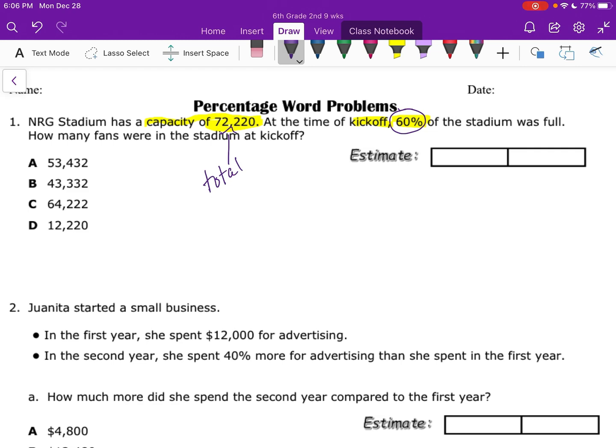Right? So if we look at our bar and we just think a little bit about what our estimate should be, right? We know that 100% is 72,220 and 60% is about right here. All right, so let's figure out 50%. Do you remember how to figure out 50%? Yeah, 50% is just half, right? And unfortunately, I do not know what half of 72,220 is, so I'm going to have to divide it.